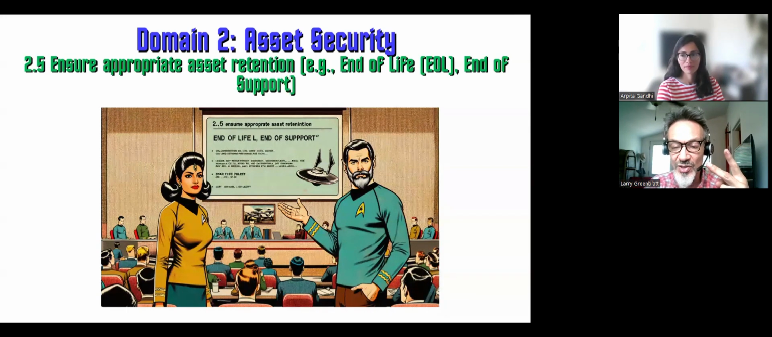two very related but separate things. End of life is when, say, we're not going to be doing any more development for, say, Windows XP. End of support is we will continue to provide patches up until some point, and you have to be prepared. So that includes that a CISSP must be able to develop and implement policies and procedures for secure decommissioning, disposal, and replacement of assets to minimize the risk of data breaches and unauthorized access to sensitive information.